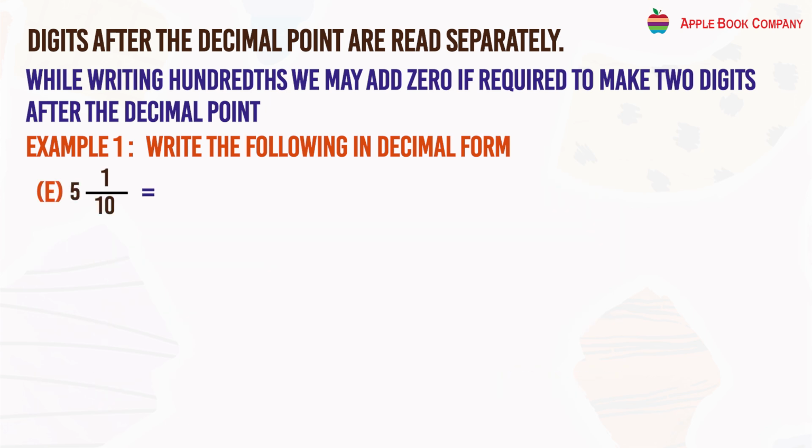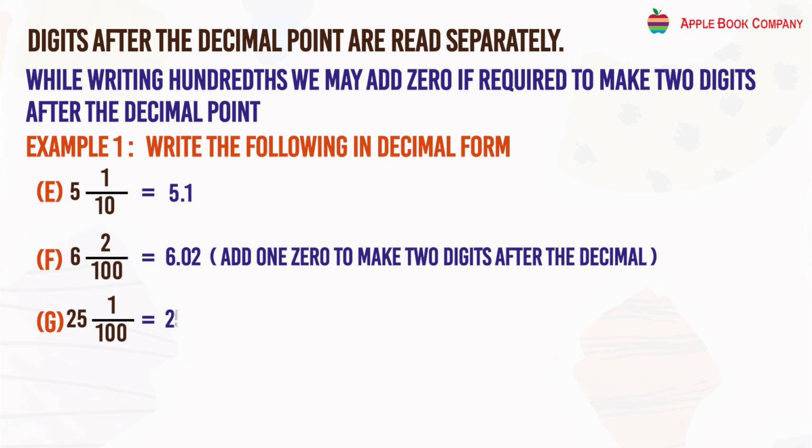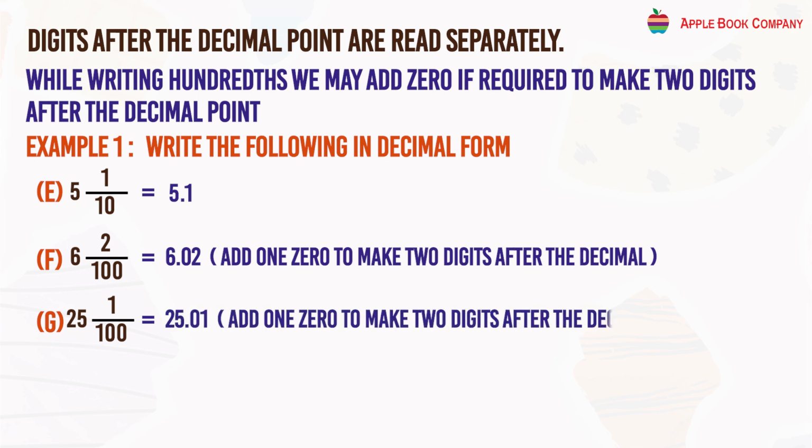51 by 10 is equal to 5.1, where 1 by 10 is represented as 0.1. 602 by 100 is equal to 6.02. So add one 0 to make two digits after the decimal. 2501 by 100 is equal to 25.01. Add one 0 to make two digits after the decimal. 1017 by 100 is equal to 10.17.